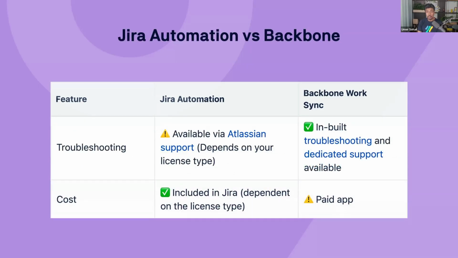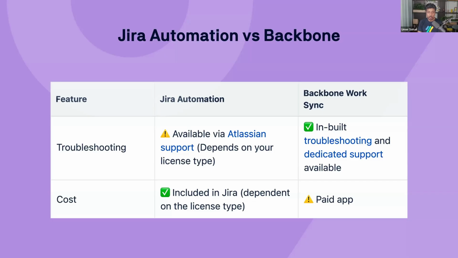Troubleshooting, we didn't run into any troubles because Stefan is so good, but a lot of people do run into a lot of troubles. I've heard that. So troubleshooting is messy in automation. It depends on if you're enterprise and paying the big bucks, then you get good treatment. Otherwise, it could be debatable. For Backbone Work Sync, there's inbuilt troubleshooting, obviously, and we have dedicated support and really good documentation as well.